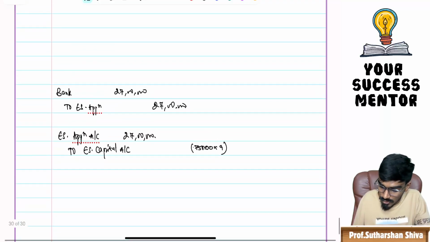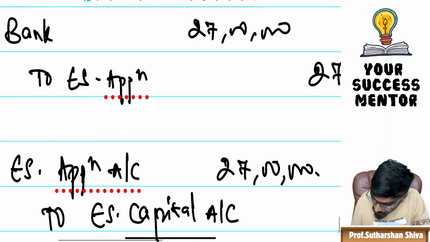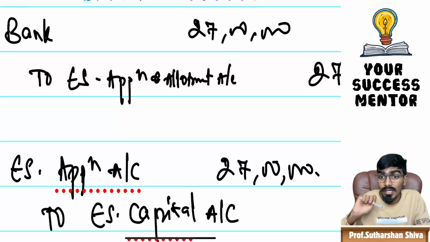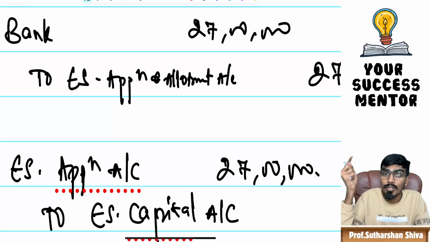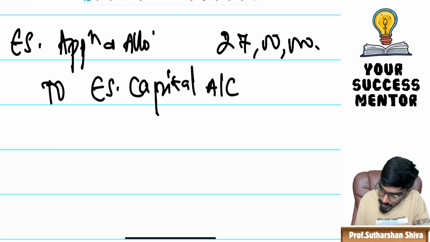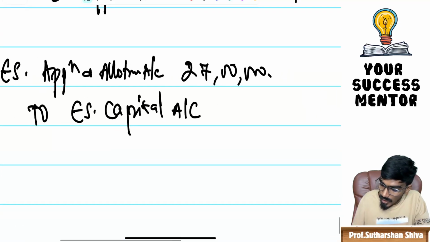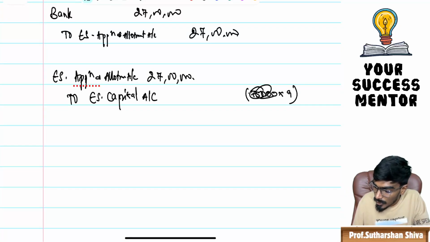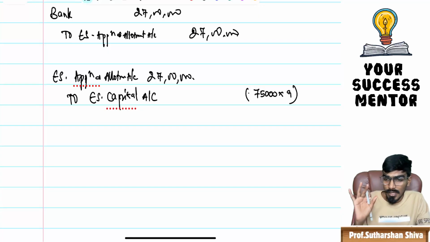Only 9. So here you should always write equity share application and allotment account. If you are not writing this, they will deduct 4 marks for this. How many marks? 4 marks they will deduct if you are not writing the word allotment. Equity share application allotment is given, you should write like that. So here also: equity share application and equity share and allotment. 27 lakh you put. Equity share capital you will only transfer to an extent of 75,000.